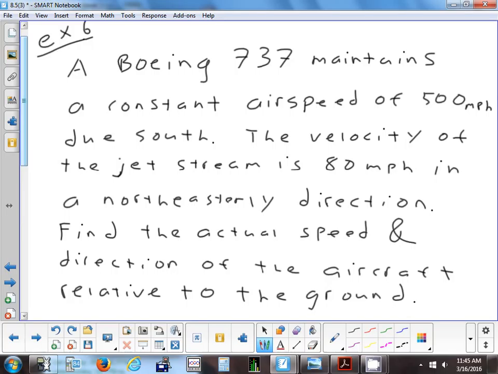Okay, I think this is 500 miles per hour south. Is that this problem? Yep. 80 miles per hour northeast. Yep. Okay, it's example 3 in your packet. So if you don't want to copy it down, just look there.